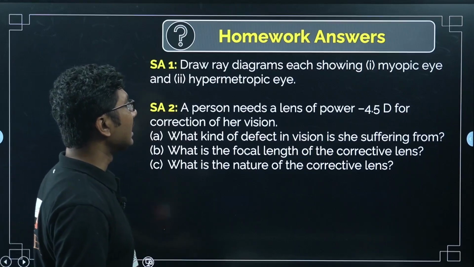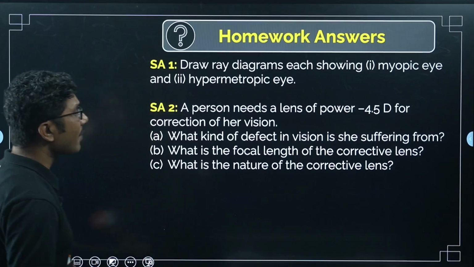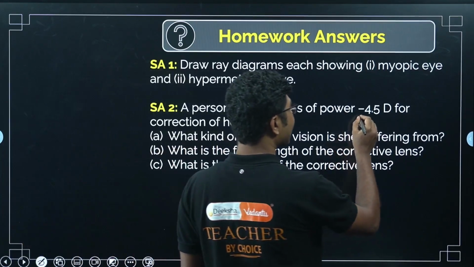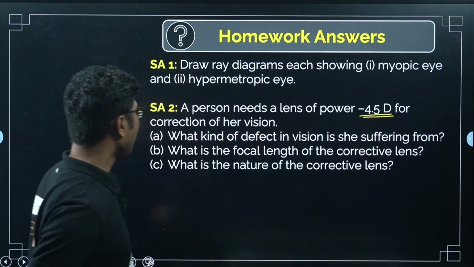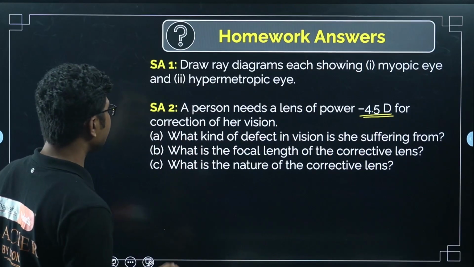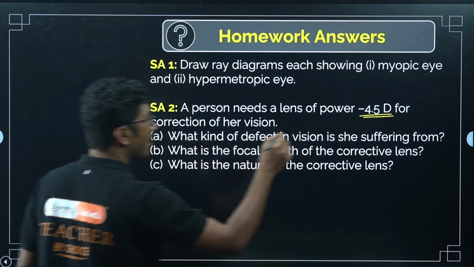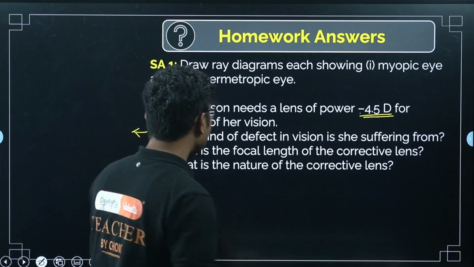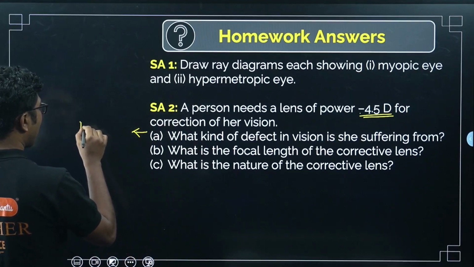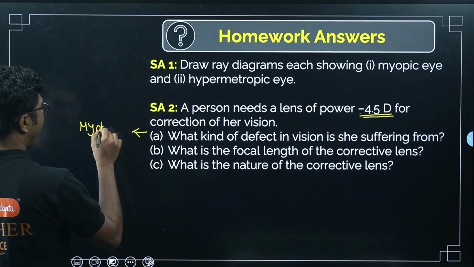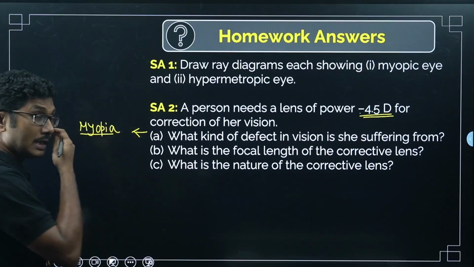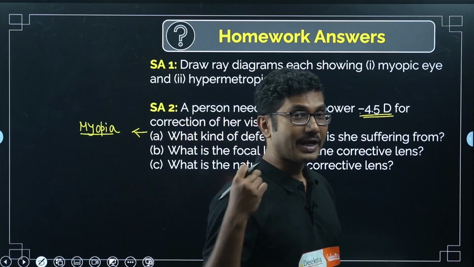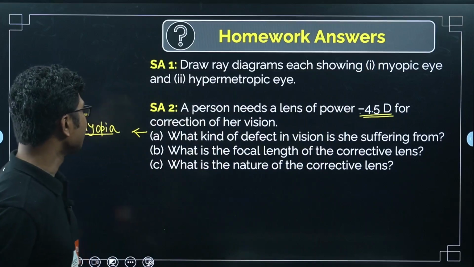A person needs a lens of power minus 4.5D for correction of her vision. So the power is minus 4.5D. Okay, what kind of defect of vision is she suffering from? The power is minus, so minus means she is using a concave lens. Concave lens means it is a myopic eye. So the defect, not disease, you cannot call them disease, this is an eye defect, the defect she is suffering from is myopia.